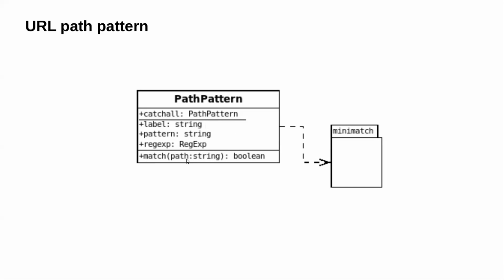And if we give it a path, it will tell us if this URL path pattern matches that path or not. Like if the pattern was /blog/wildcard and we gave it /blog/article, it's going to tell us, yes, true, this matches. If we gave it /news/something, it's going to tell us false, this doesn't match.